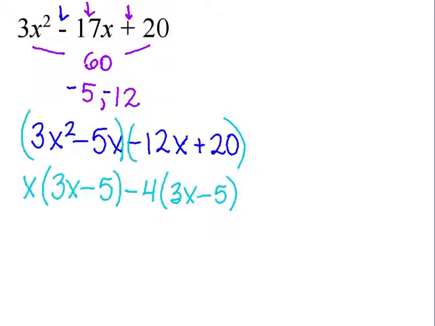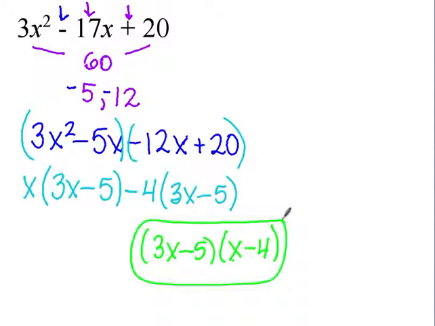So my quantity that's in common is 3x minus 5. My other one is x minus 4.